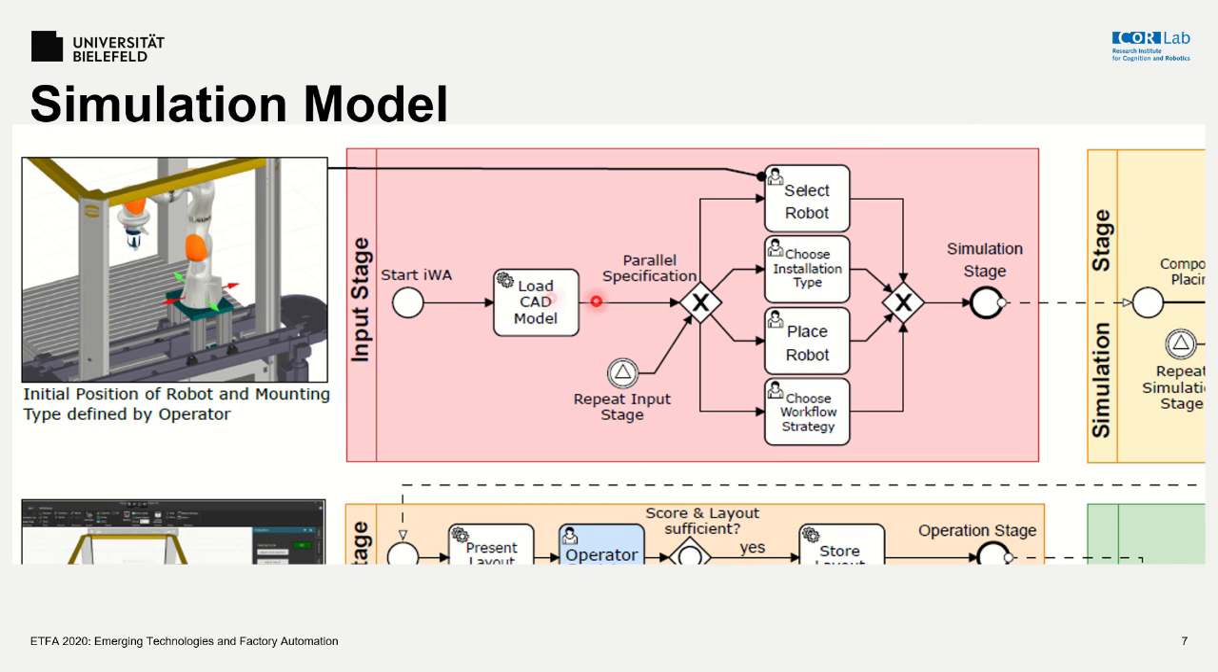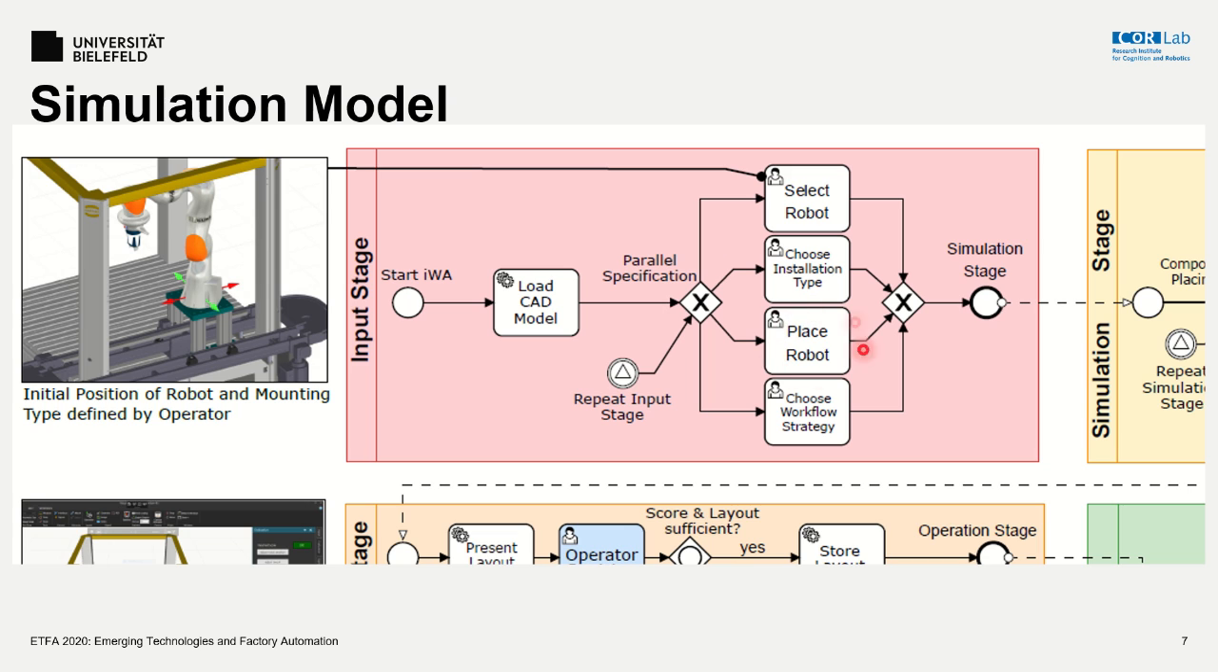So let's dive into the system. We start with the interactive workspace assistant. We are loading the CAD model, and then the user has a parallel specification where he has to define the robot which he likes to use, for instance, a UR5 robot or another collaborative robot like the KUKA IIWA.